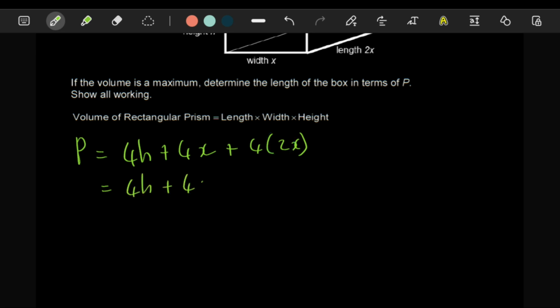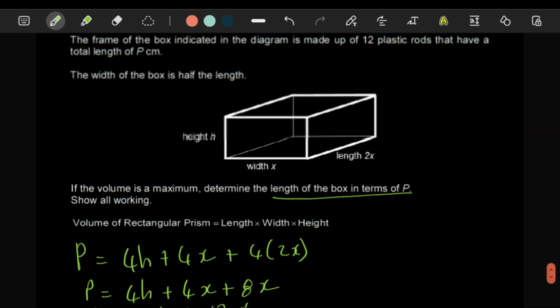4p plus 4x plus 8x. Simplifying some more, it's like 4, I meant h, not 4p, 4h plus, this is like 12x. This is what p is, you see. They say that if the volume is a maximum, we should determine the length of the box in terms of p.